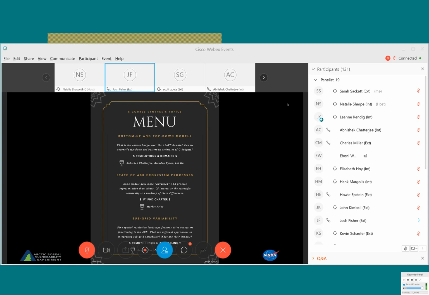The second topic is basically the state of Arctic boreal region ecosystem processes. The description is that some models have more, quote-unquote, advanced process representation than others, and it's of interest to the scientific community to have a roadmap of these differences as different models put out different projections and maps of different ecosystem variables and so on. So there's interest in that among the community. No one's quite signed up for it. I think it would make a good first PhD chapter, or even more like a lit review-based master's thesis. So by all means, sign up for that and let me know.